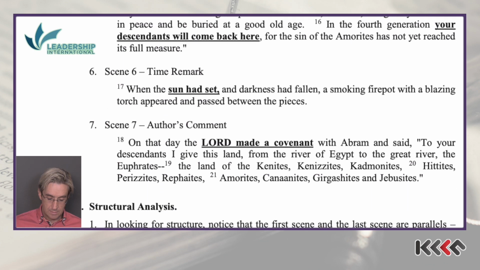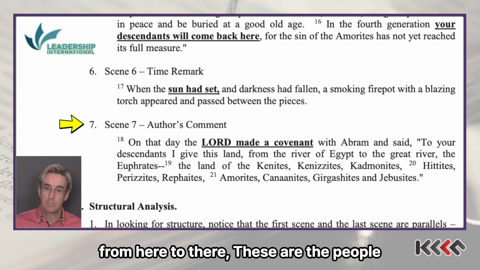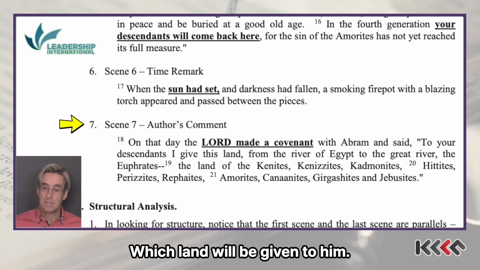Time remark. When the sun had set, darkness had fallen, a smoking fire pot and a blazing torch appeared and passed through the pieces. The author's comment: on that day, the Lord made a covenant with Abram and said, to your descendants I will give this land, from the river of Egypt to the great river, the Euphrates, the land of the Kenizzites, the Kadmonites, the Hittites, Perizzites, Rephaites, Amorites, Canaanites, Girgashites, and Jebusites. So specifically, this land, from here to there, these are the people. So Abram had no confusion which land would be given to him.